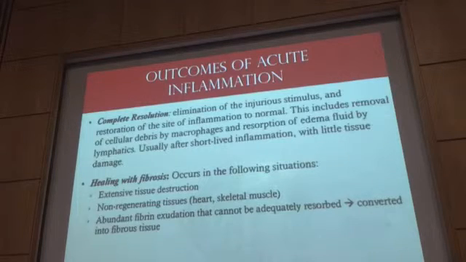Or if within the exudate, we talked about exudate, right? Exudate. So within the exudate, there's also fibrin, and if there's a big amount of fibrin in the exudate, it is not readily cleared, and it will cause also healing with fibrosis. We're going to see pictures of that, maybe today, but probably on Sunday.